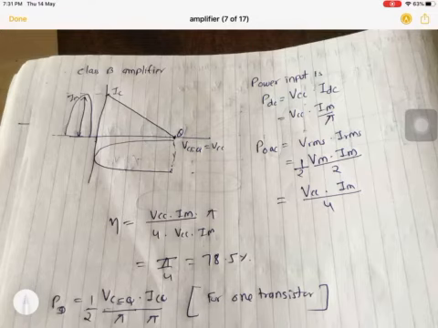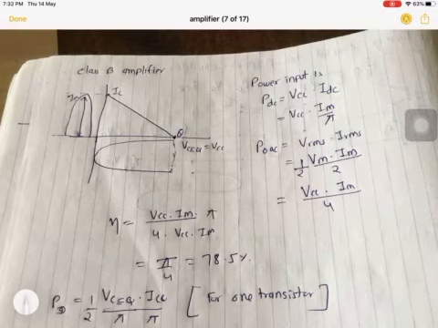One more thing, in a class A amplifier, if we use a transformer coupled load, then its theoretical efficiency can increase up to 50%. Remember, that is the theoretical efficiency, not a practical efficiency. So the maximum efficiency from class A that we get is 25% with a normal load and 50% with a transformer coupled load. But here we are getting 78.5% efficiency.